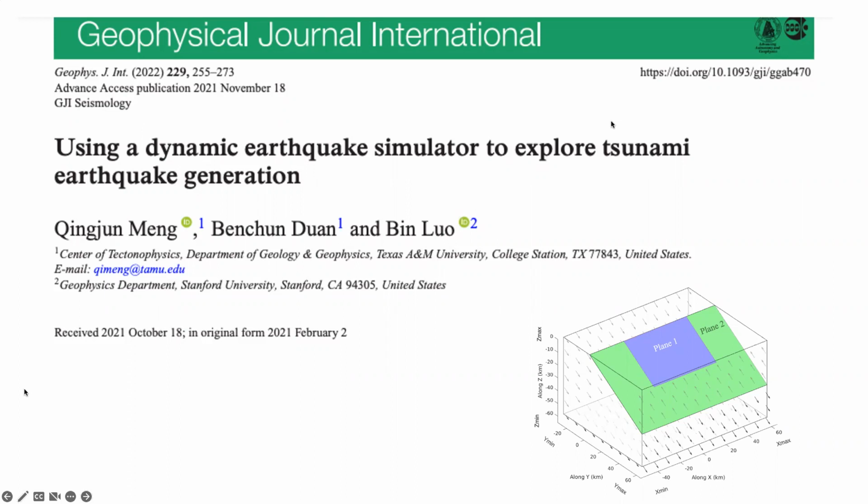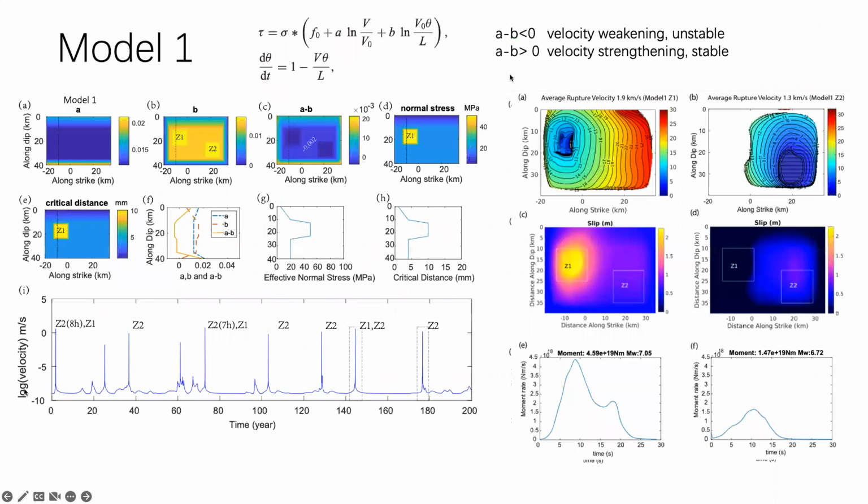In this study, we use a fully dynamic earthquake simulator to explore how friction parameters on the fault plane could influence tsunami earthquake generation. Our basic model, model 1, is shown here. In our model, we use the rate and state dependent frictional aging law, and it depends on some friction parameters: A and B, critical distance, and normal stress.